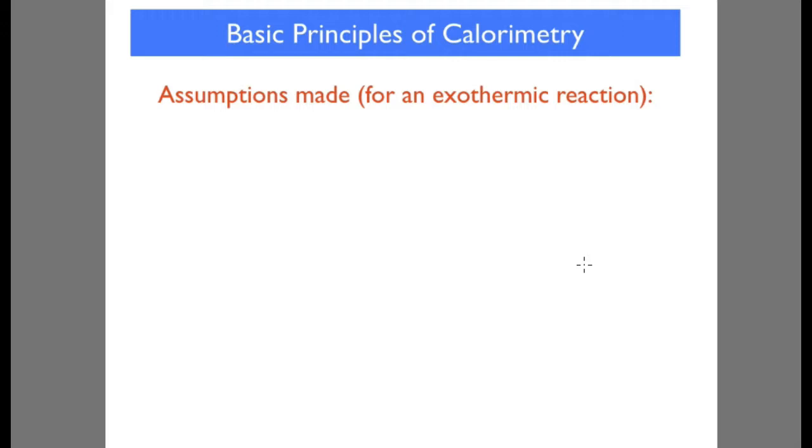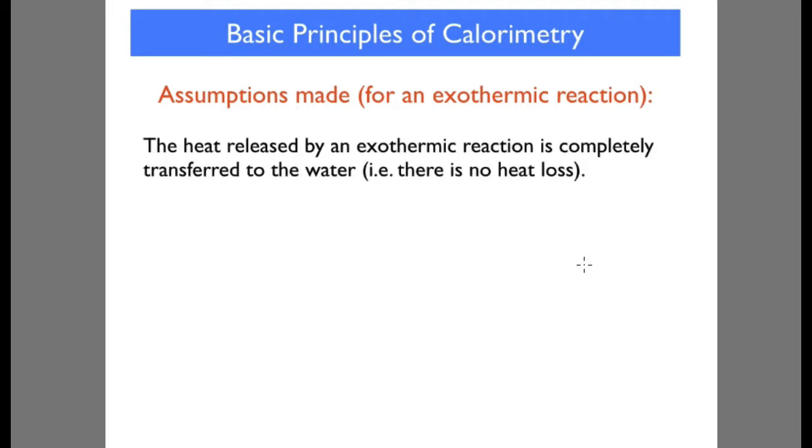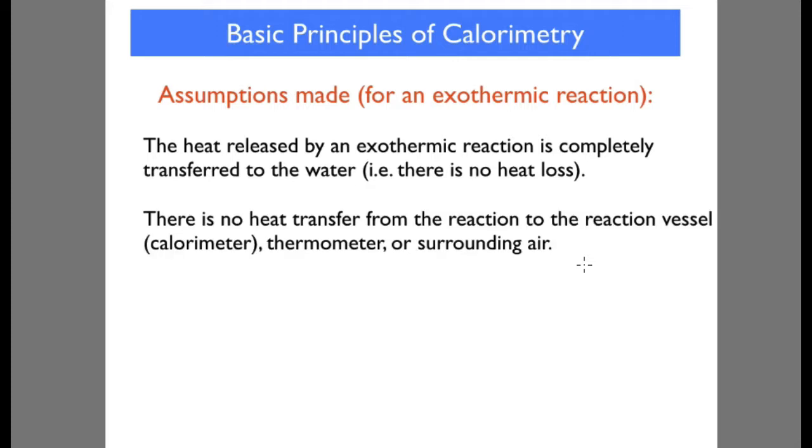The assumptions made in calorimetry, and let's look at an exothermic reaction. The heat released by an exothermic reaction is completely transferred to the water. We have imagined that there's no heat loss. Also, that there's no heat transfer from the reaction to the reaction vessel, the calorimeter, or the thermometer, or indeed the surrounding air. So the heat transfer isn't absorbed by any of these things.